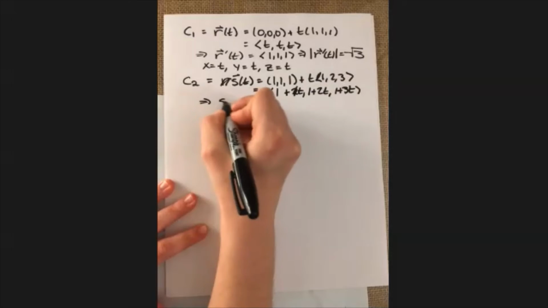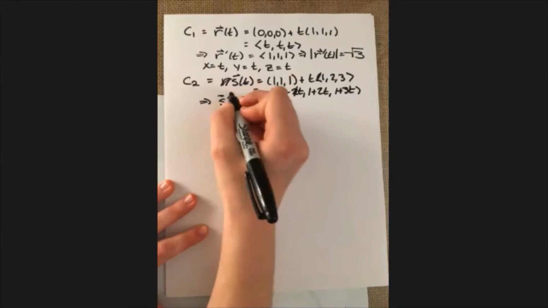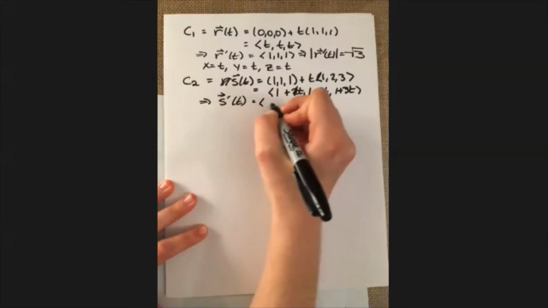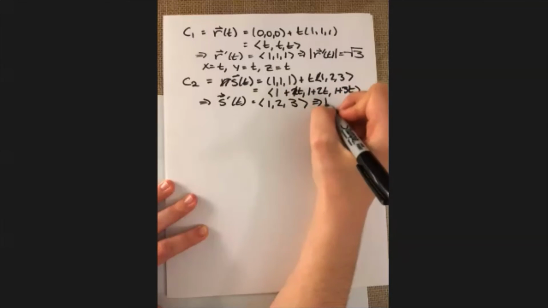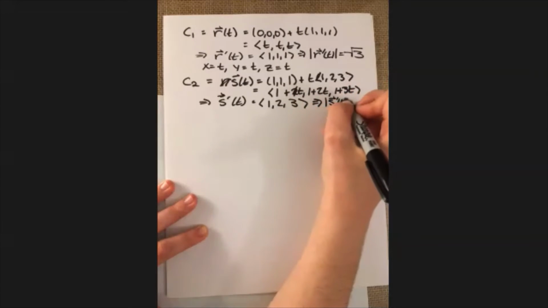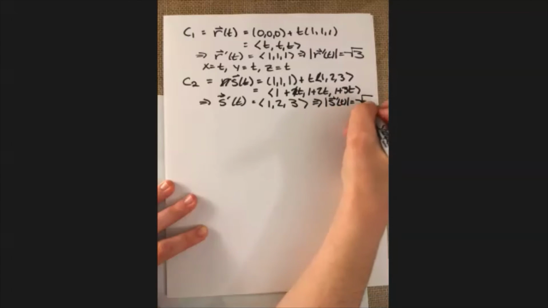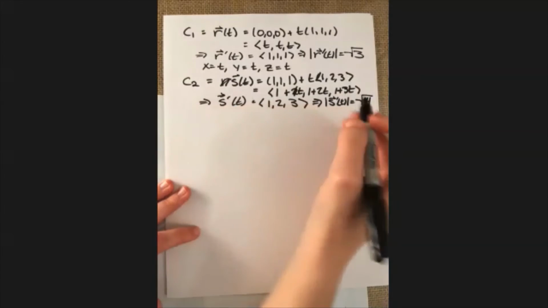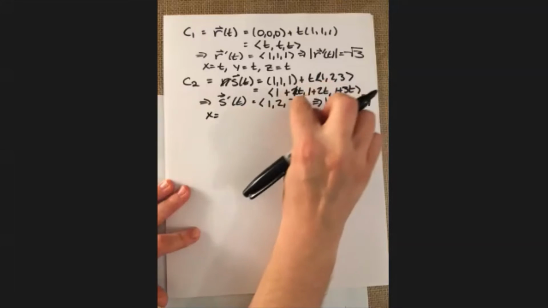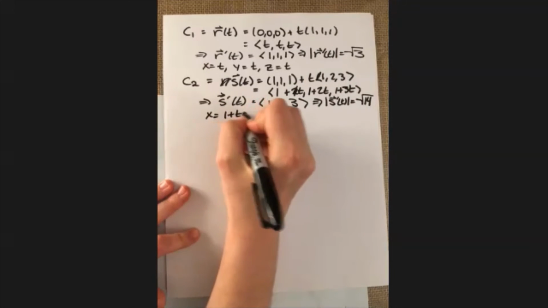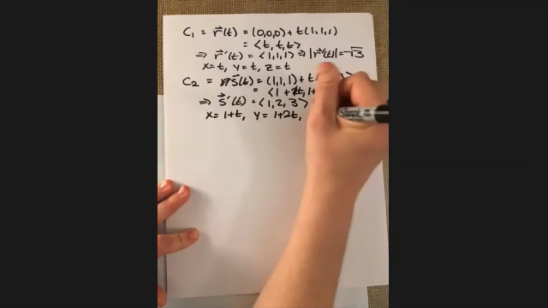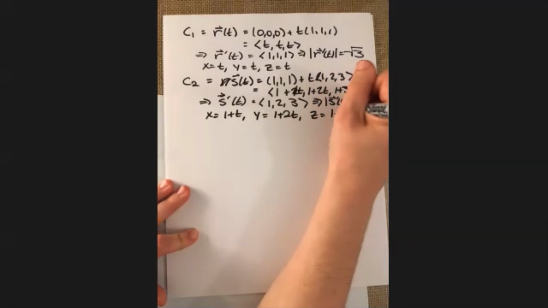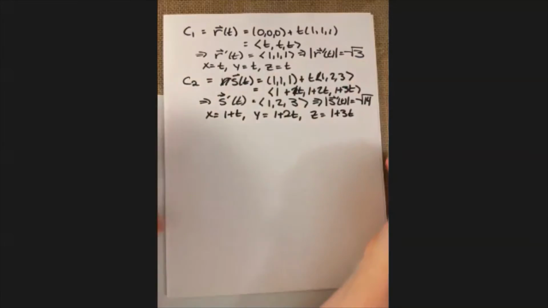So then S prime of t is equal to 1, 2, 3. So the length of that is equal to root 14. And again, we note that x also has to be equal to 1 plus t, y has to be equal to 1 plus 2t, and z has to be equal to 1 plus 3t for this curve right here.